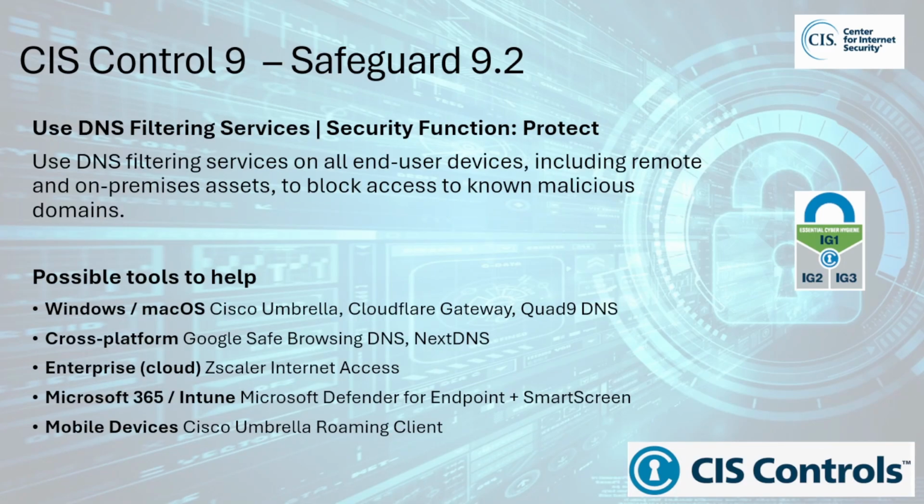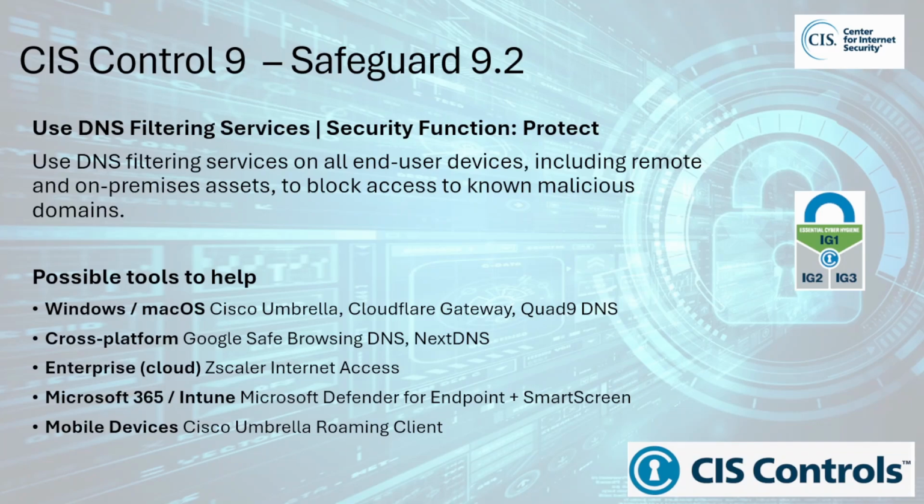Safeguard 9.2. Use DNS filtering services. Comes under the Protect Security function and is within Implementation Group 1. The safeguard requires organizations to use DNS filtering services on all end-user devices, whether remote or on-premises, to block access to known malicious domains. DNS filtering works by preventing devices from resolving or connecting to websites or services that are known to host malware, phishing schemes, or other threats.